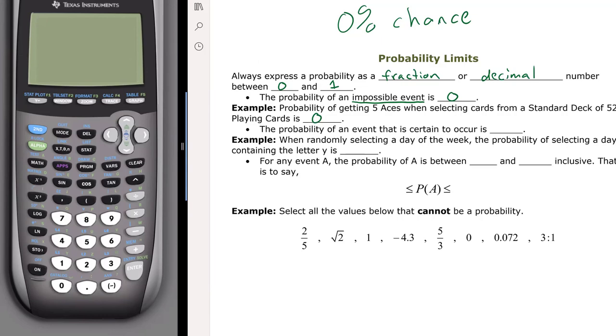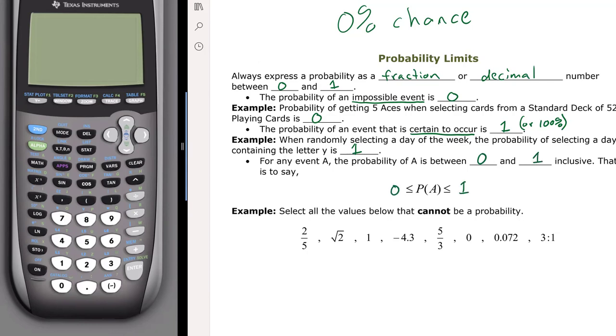Now, there is an event that's certain to occur as well, or there's a probability for an event that is certain. That's always going to be equal to 1, or if you're doing the percent, 100%. 1 and 100% are the same number. So when randomly selecting a day of the week, you get a day containing the letter Y. That is a 100% chance, or 1 probability if you're using the decimal number. Okay. So for any event other than certain and impossible, any other event's probability is going to be between 0 and 1, including 0 and 1.